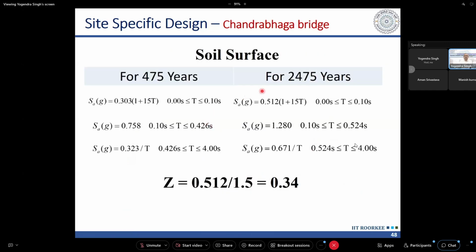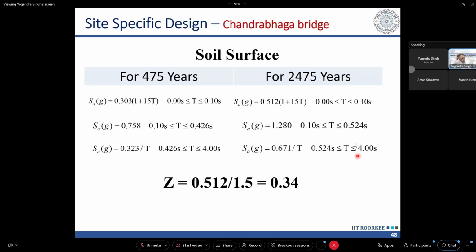And if you consider this in terms of the equation and you calculate the Z, now the Z comes out to be 0.34 G in place of 0.3 that was obtained earlier on the rock outcrop. So here there does not appear to be much amplification. The reason being that we are considering MCE motion, but in DBE motion it may be different.